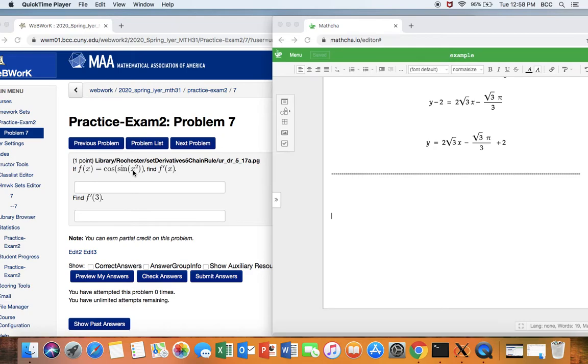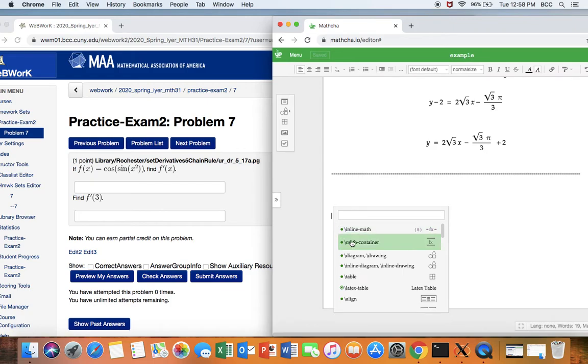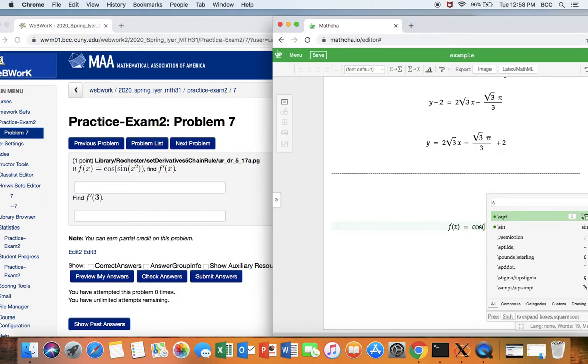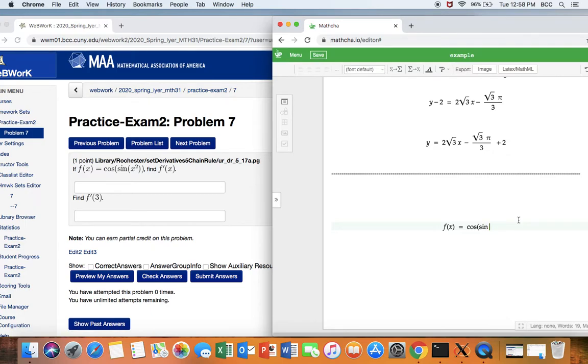All right, so there is a chain of 3 functions actually. The outermost is cosine, the middle one is sine, and the innermost is x squared. Let's write this down. f(x) equals cosine of sine of x squared. I had to say "of" 2 times, so that means there are 2 links.